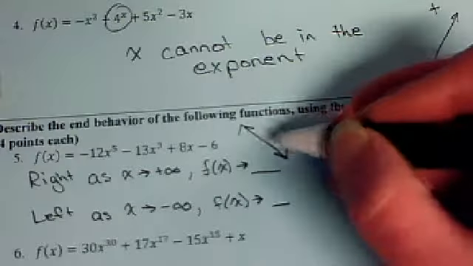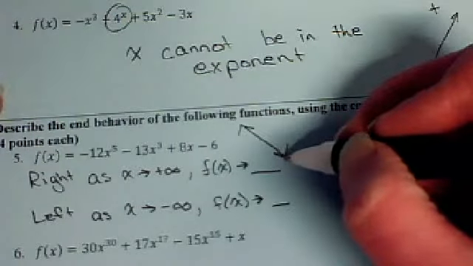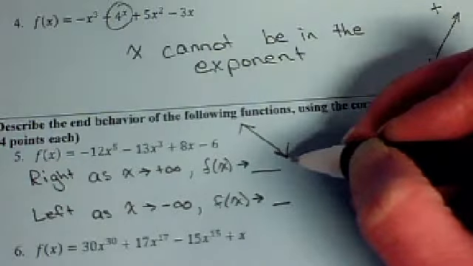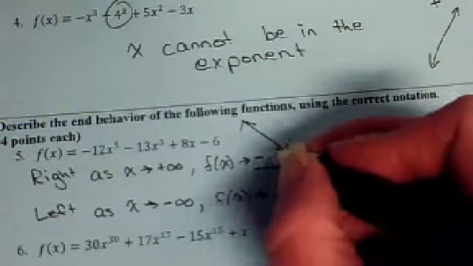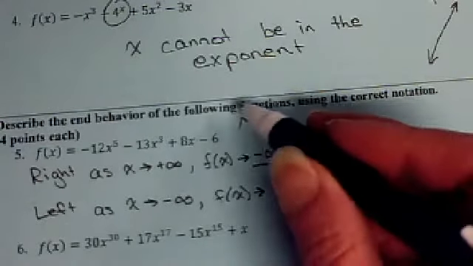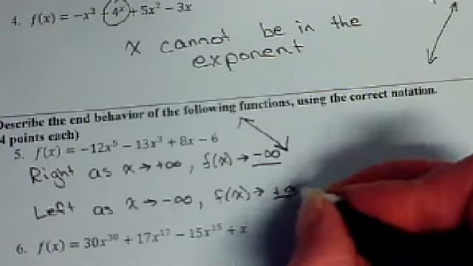So let's look at this graph. On the right side of the graph, it's going down, down, down, down, down. It's going to keep going down and down and down forever until it reaches negative infinity. On the left side of the graph, it's going up and up and up and up. So it would go to positive infinity.